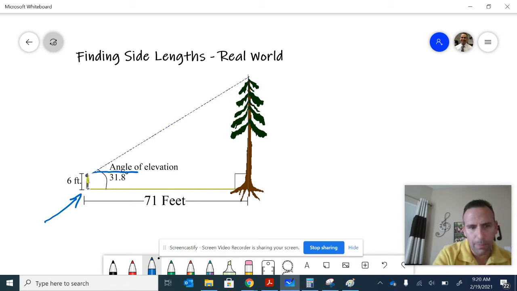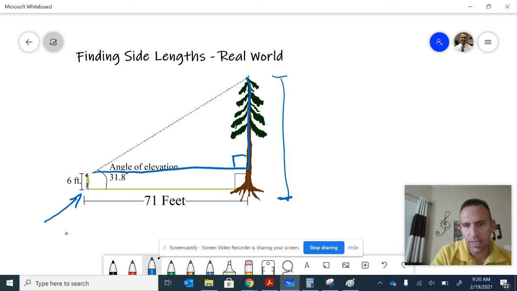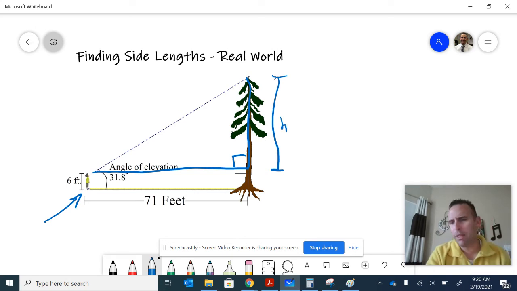So what happens is we have a triangle here that's actually 6 feet off the ground. And so when we figure out the height of this tree, we're going to have to add an additional 6 feet. All right. So this opposite side here, we're going to label as H. Maybe I better not. That might trick you into thinking it's the hypotenuse. Maybe I better stick with X. I was going to use H for height. And so we have an angle here that's 31.8 degrees, and we have a distance of 71 feet.